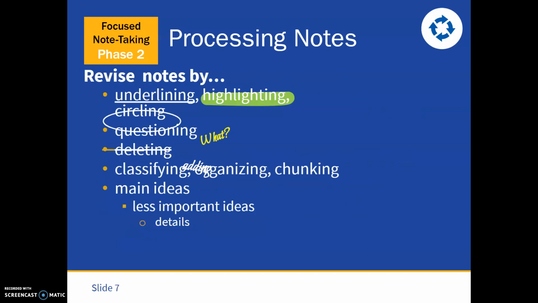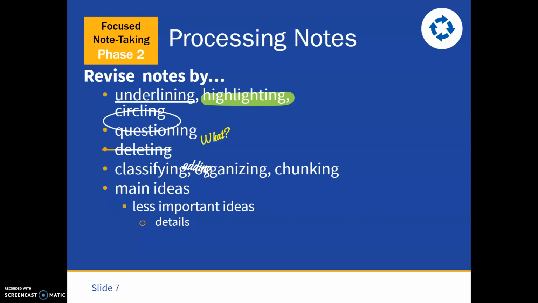So this is kind of what it looks like. So you revise your notes, and this can be done while taking notes too. You can underline, you can highlight, circle, always question, delete. So sometimes we take notes and we didn't really need to write that down, so we can just cross that out. Also classifying, and then we can say adding. It looks a little messy, but you can see there we add to our notes and put it in between.